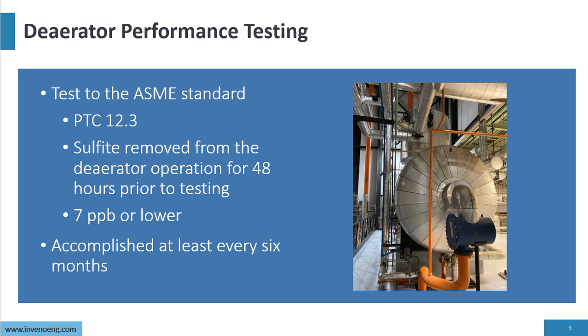For performance testing, the test is done to the ASME standard PTC 12.3. Sulfite is removed from the deaerator operation for 40 hours prior to the testing, so we have true deaerator performance without any effect of sulfite. In our test, we want to be 7 parts per billion or lower. We should be doing this test at least every 6 months, and the larger deaerators are online monitoring now.